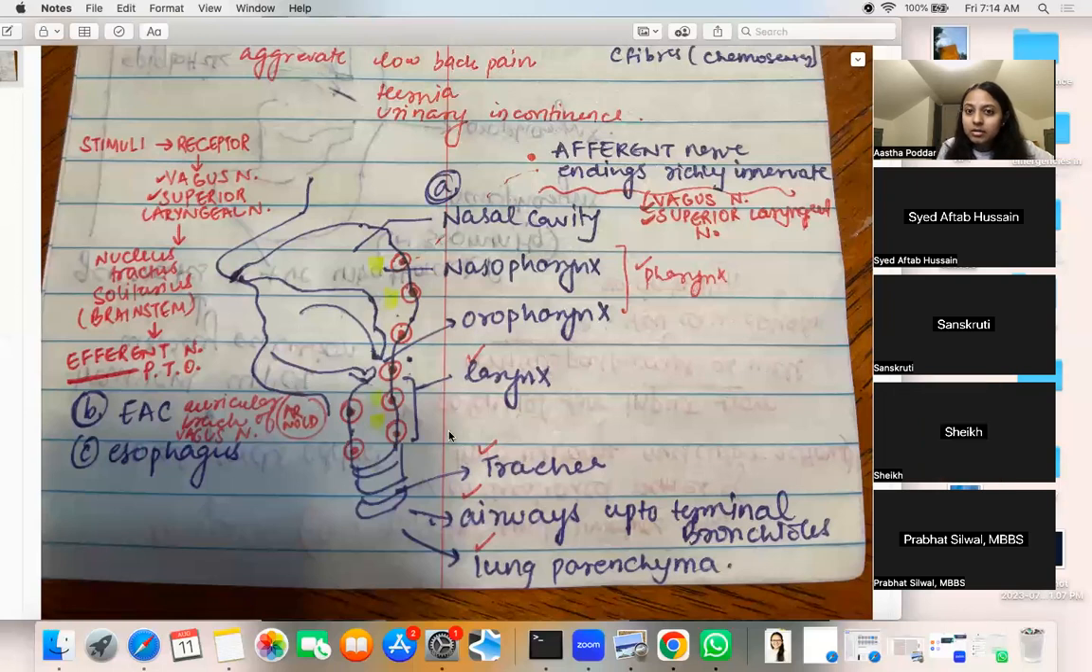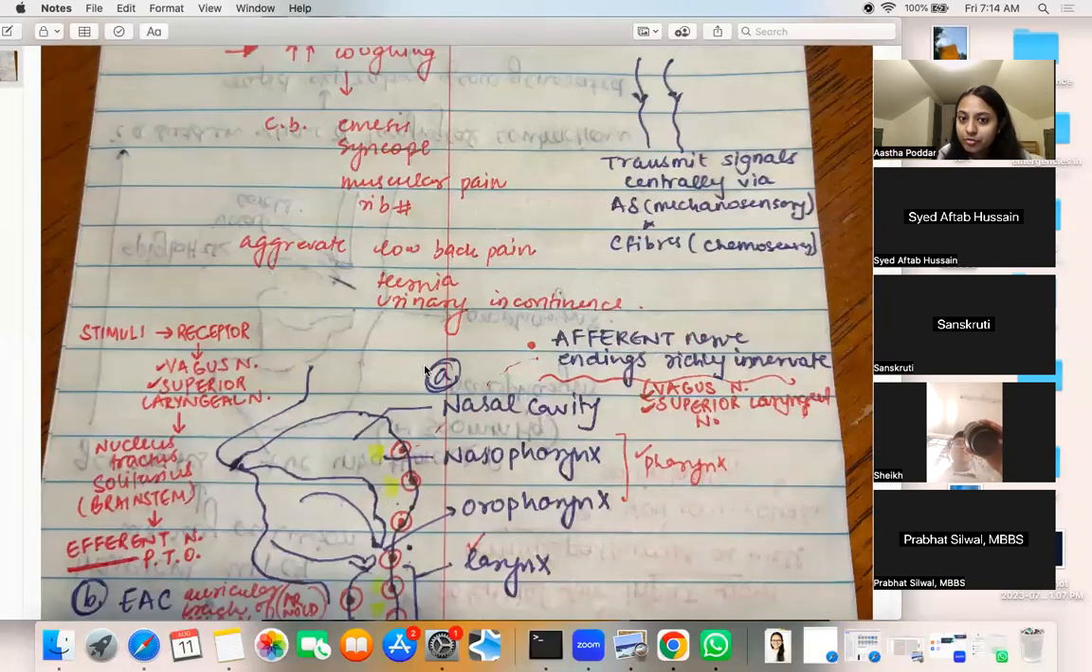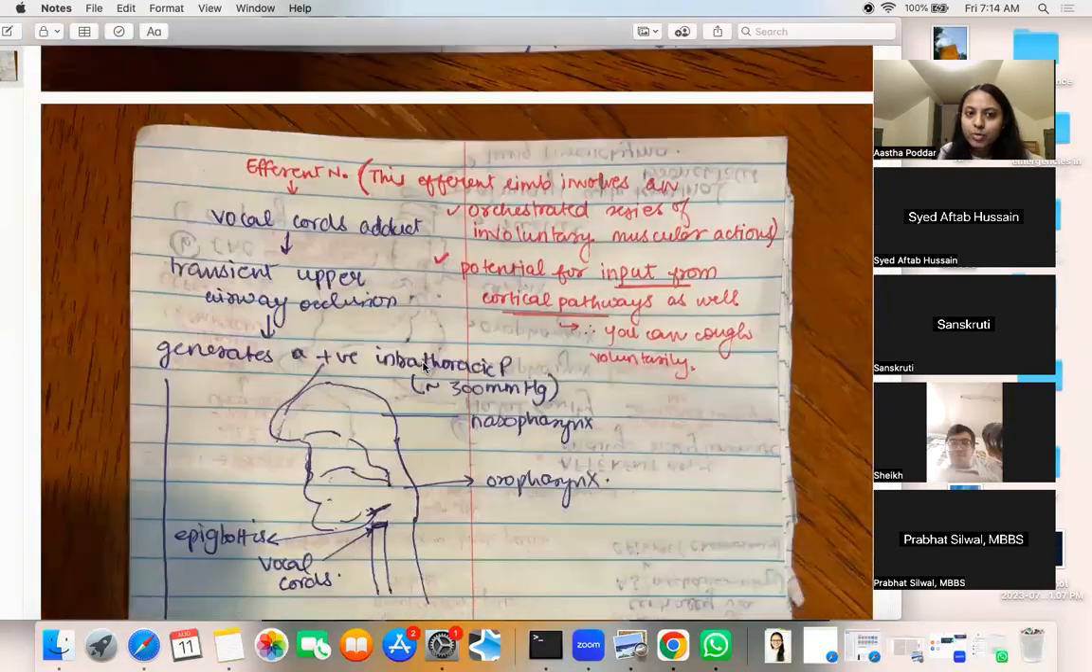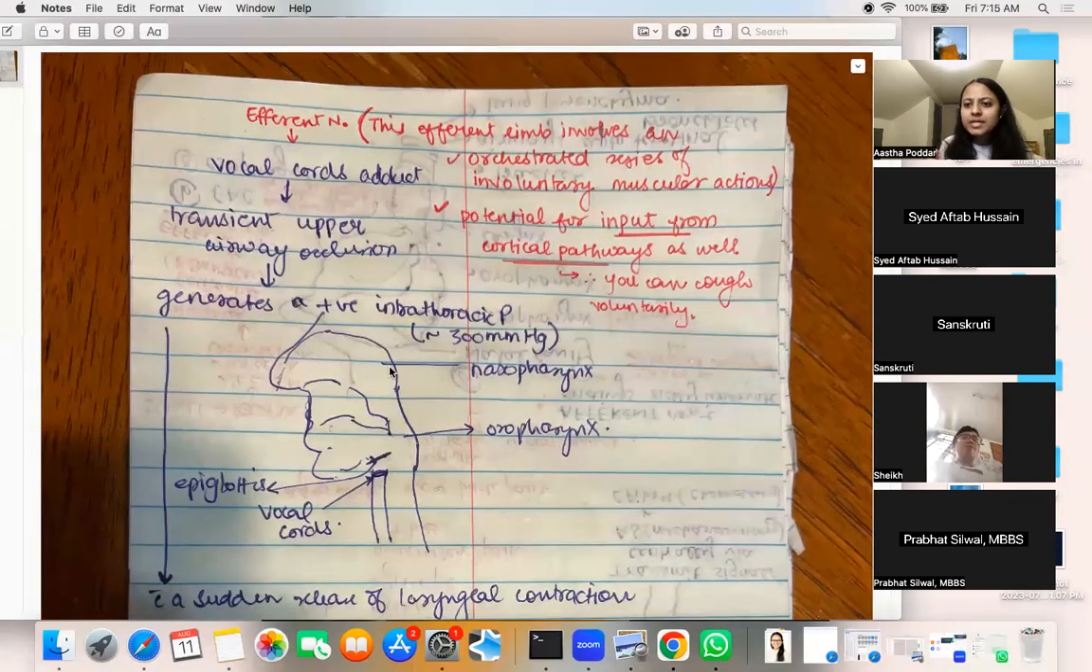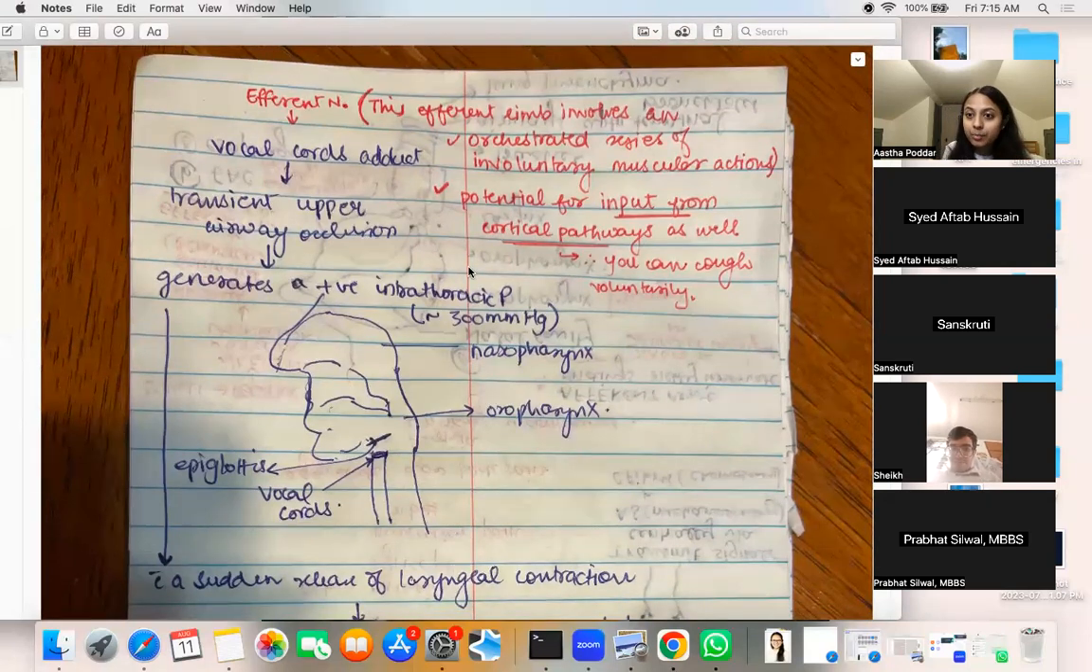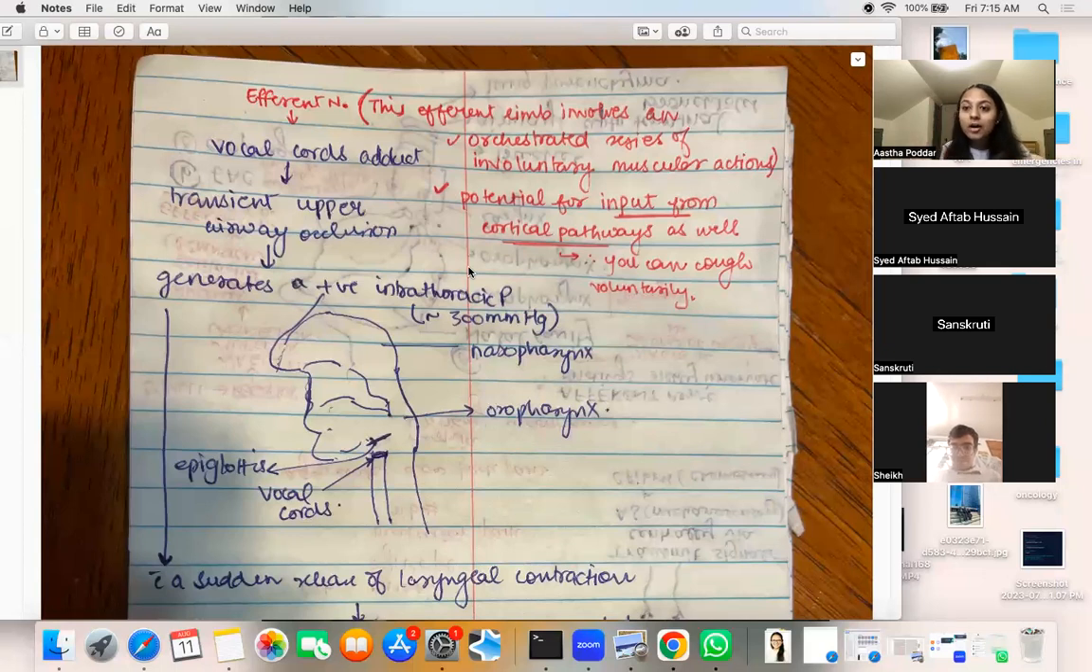Or there is a lesser known cause, which is GERD, gastroesophageal reflux disease, that also causes cough sometimes. The mechanism behind it is that the nerve endings in the esophagus are stimulated and they lead to cough, because when these nerve endings are stimulated, again they go to the nucleus tractus solitarius and then the efferent signals come into play. The efferent nerves basically orchestrate a series of involuntary muscular actions which lead to cough. But the efferent nerves also have the potential to get input from the cortical pathway. That is why cough can also be voluntary.